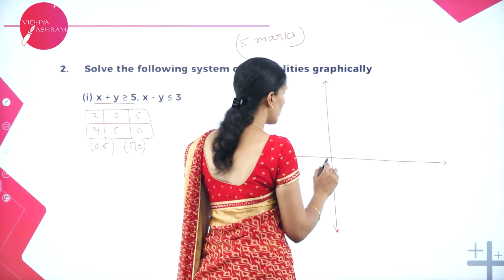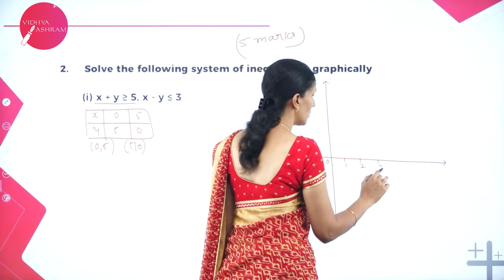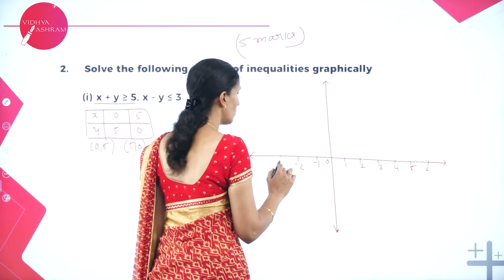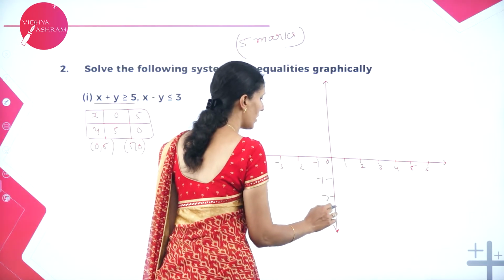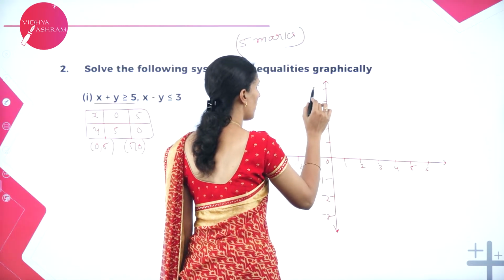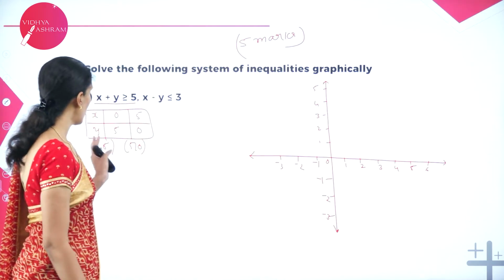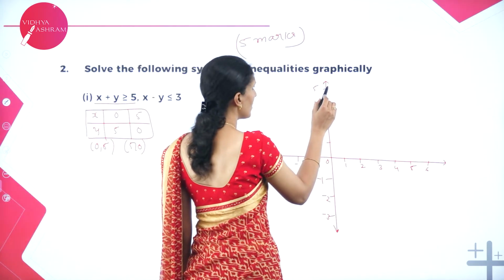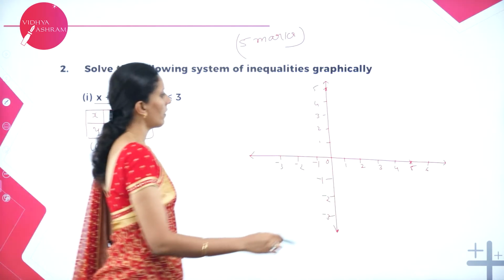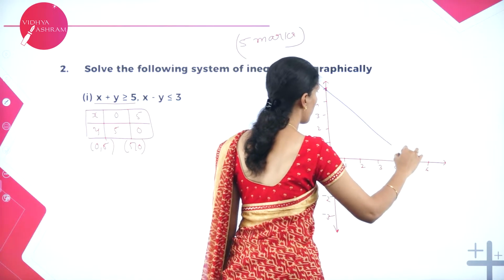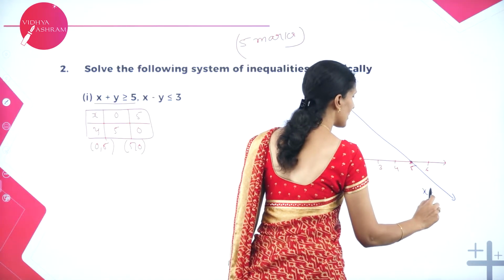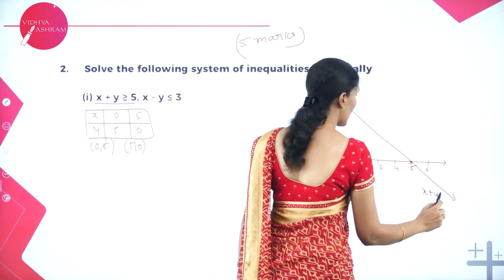So here 0, 1, 2, 3, 4, 5, 6, minus 1, minus 2, minus 3, minus 1, minus 2, minus 3, 1, 2, 3, 4, 5. So these are the regions. Let us plot 0, 5 and 5, 0. Now let us join them. This is my line, whose equation is x plus y greater than or equal to 5.